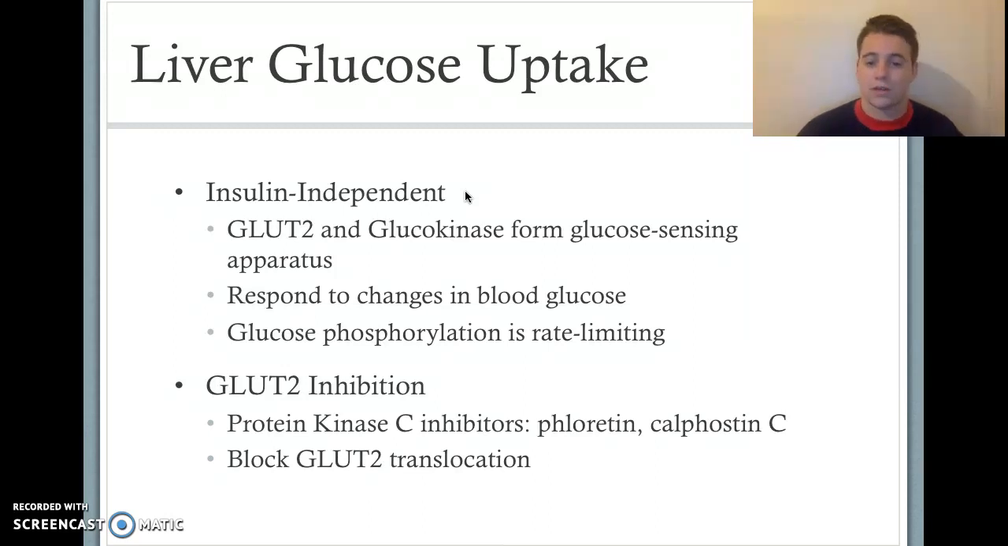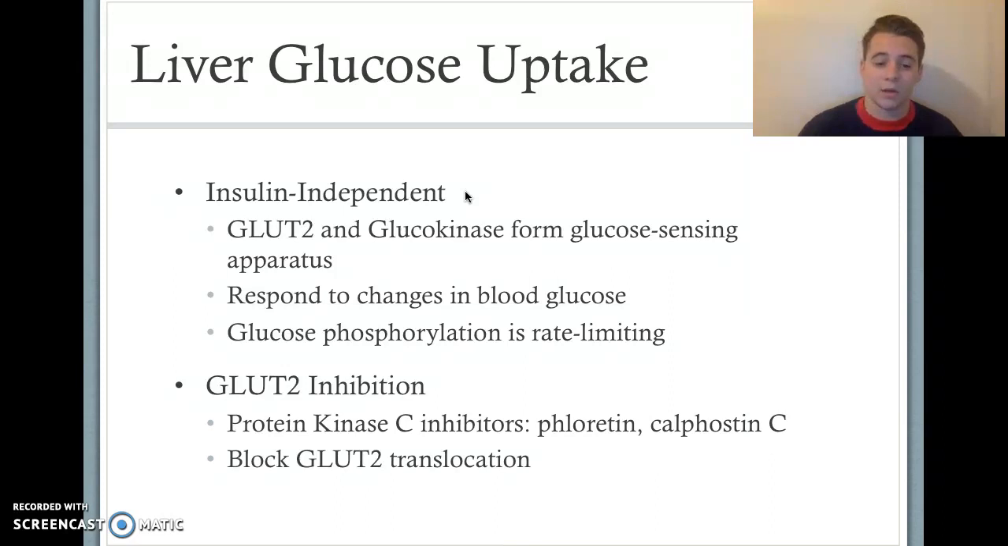Glucose phosphorylation is the rate-limiting step in this glucose uptake because glucose transporter 2 has a much higher threshold than glucokinase does for trapping the glucose into the cell. Glucose transporter 2, as you know, has a high Km, and so as the blood glucose levels go up, more glucose will be taken up into the liver cells.